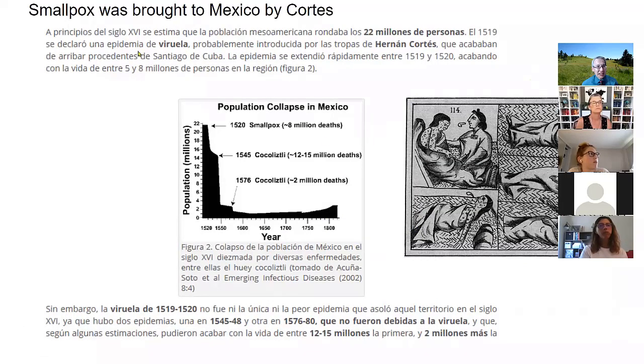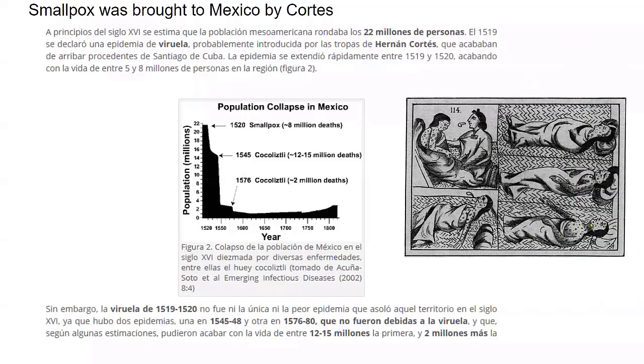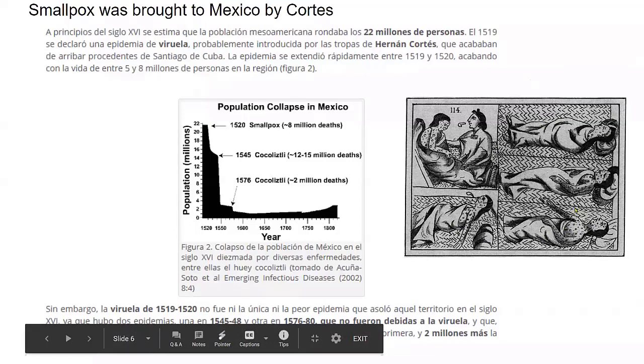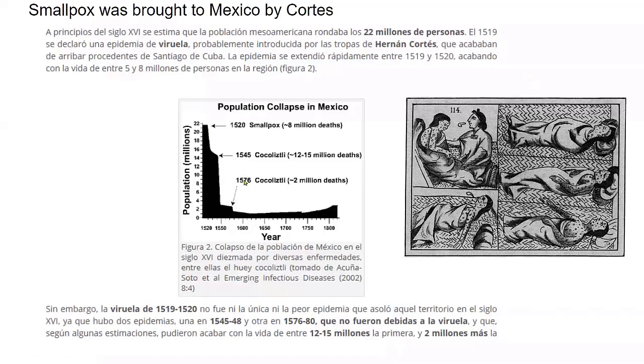Viruela is smallpox, an epidemic of smallpox, probably introduced by Hernán Cortés in 1519. The population at that time in Mexico, these are the Aztecs, close to 22 million, and smallpox killed 1/3 of them. Very quickly killed 1/3 of them. And we have these historical pictures from that time period showing these are Aztecs covered with pox, dying of this disease. So that's a devastating epidemic. 1/3 of the population dead.